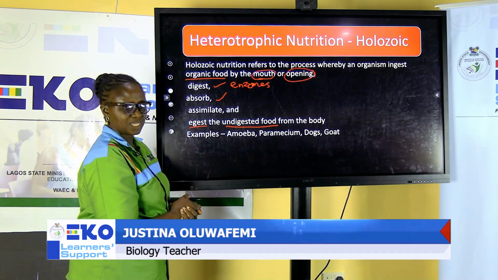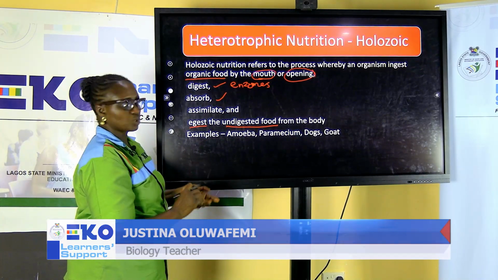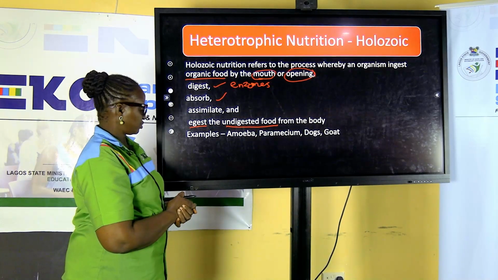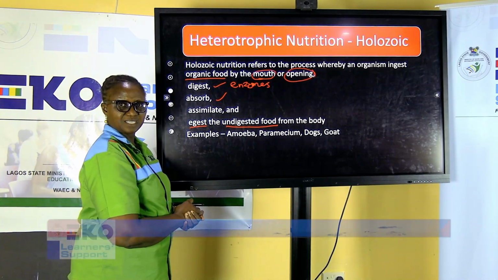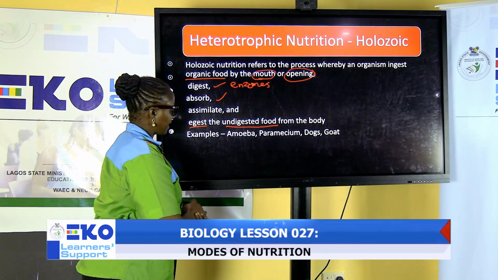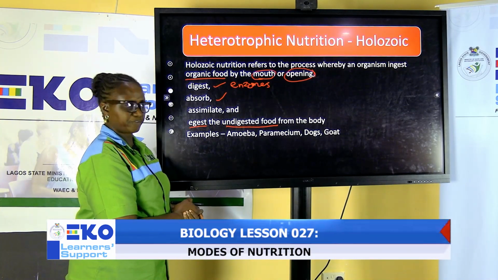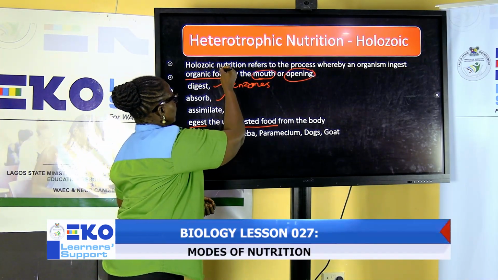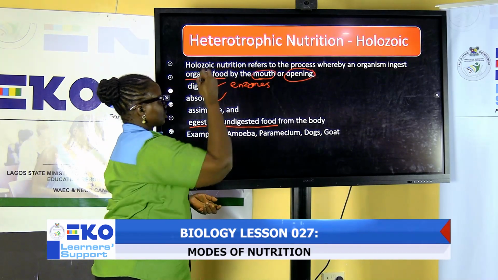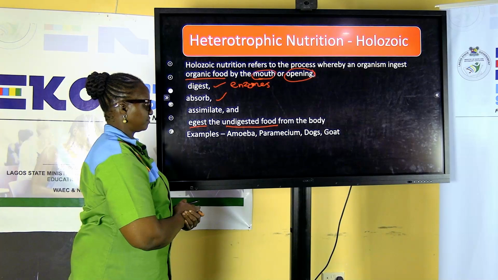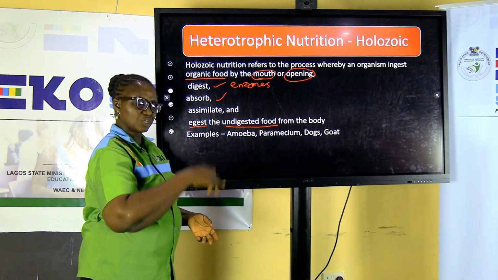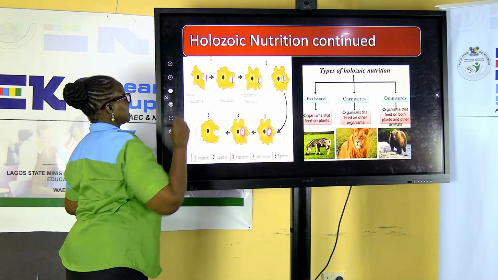Examples of organisms that carry out the Holozoic mode of nutrition. The first is amoeba. Amoeba, Holozoic, yes. We'll get to see amoeba carries out Holozoic feeding. Remember, it takes in organic substances, it ingests it. Another organism is paramecium. We have dogs, we have goats, and several other organisms.